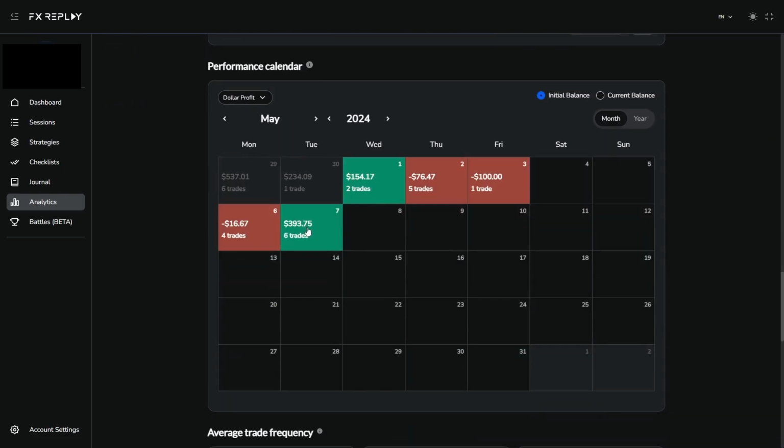Let's see, made basically 4R. I think that's nice. 6 trades, 4R. That's nice.